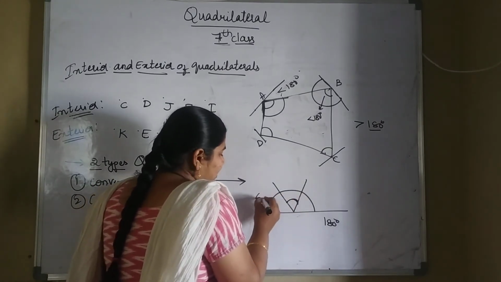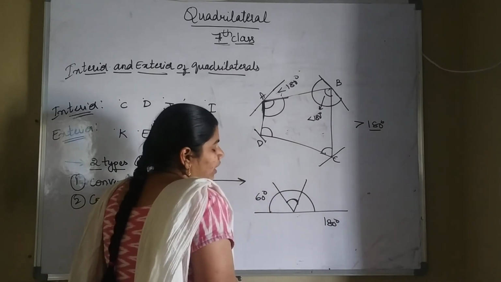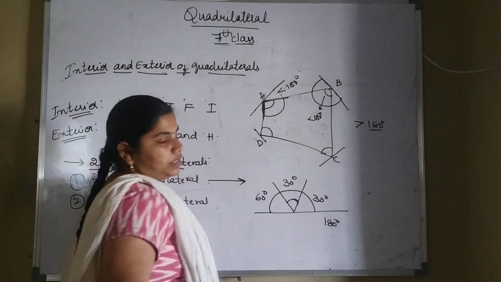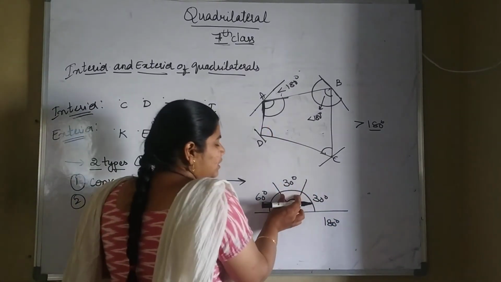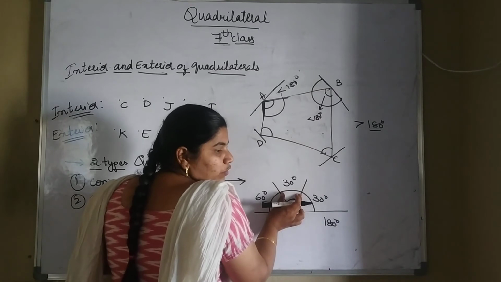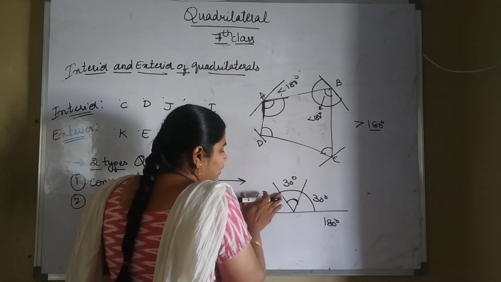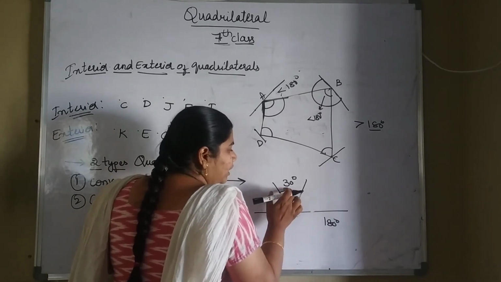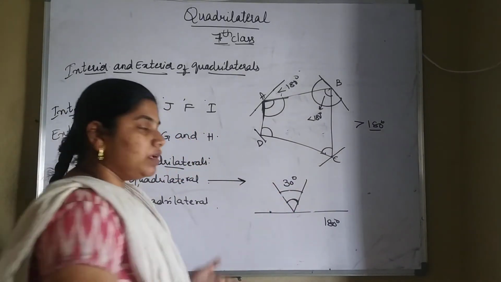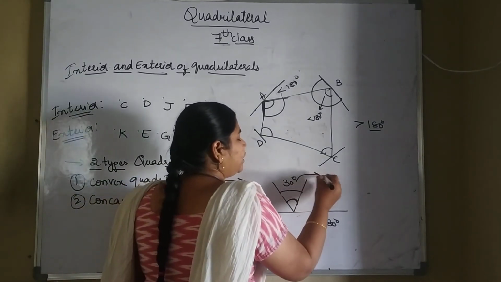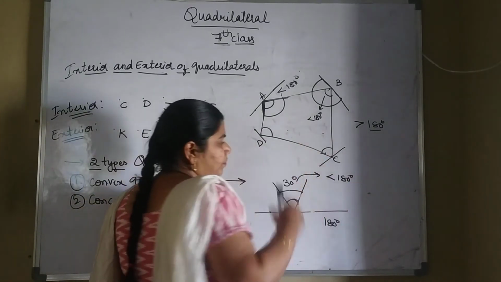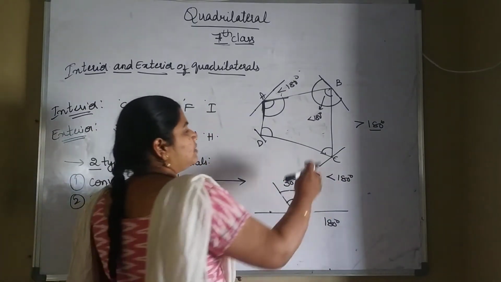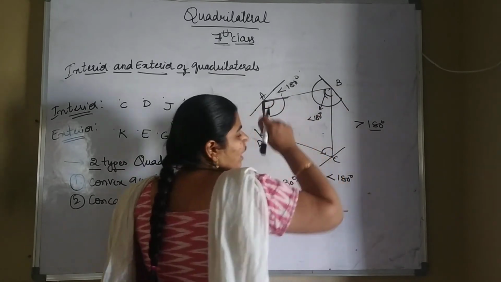Suppose I am taking this as 60 degrees, here as 30 degrees, and here also as 30 degrees. I want to calculate only this part. How much is this part? If I take out 60 and 30 from this angle, what is the remaining part? 30 is the remaining part, which means this 30 is less than 180. Is it right? So this 30 value is less than 180 degrees. That means this angle is also less than 180.